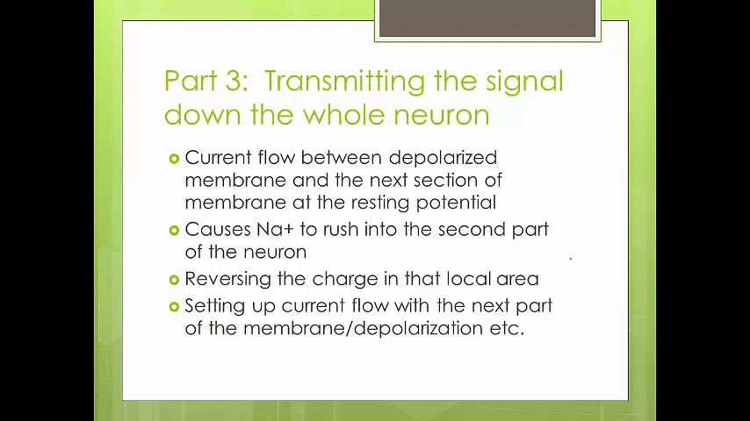to the next neuron. So to recapitulate, we have current flow taking place between the depolarized area of the membrane, which initially was the pink area where the action potential was spiked. And then we get current flow between that pink area and the next section of the membrane, which was highlighted in blue. It was still at the resting potential. The receipt of the current in that second area, the blue area, causes sodium to rush into the second part, which was in blue. That reverses the distribution of charge across that blue part of the membrane.